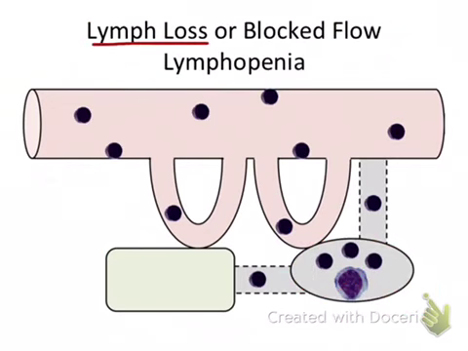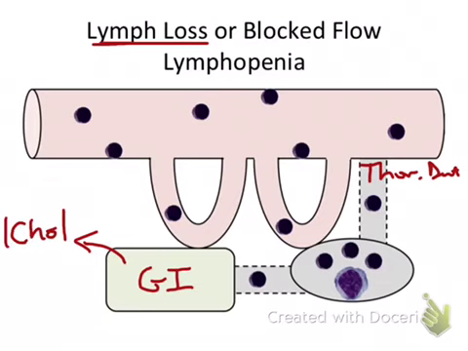Lymphocytes can be lost from either the GI tract or the thoracic duct. Within the GI tract, there's not only loss of lymphocytes, but loss of other things within lymph. So there's also loss of cholesterol, so you might see hypocholesterolemia. And there's loss of protein, so you might see hypoproteinemia. And if there's GI hemorrhage, you might have evidence of a regenerative anemia on the CBC.